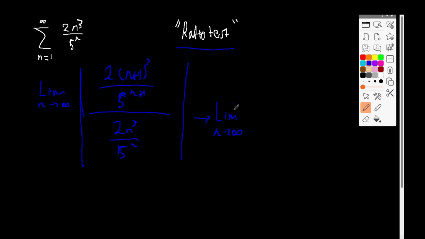I'll take care of the absolute value sign later. And we can say that we have (2n plus 1) cubed over 5 to the n plus 1, times 5 to the n over (2n) cubed. Alright, so let's see, and yeah, obviously the absolute values. Now I'm going to take red and see what we can eliminate.